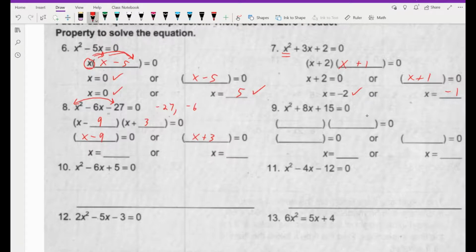Now we just solve for x in the first part. We add 9 to both sides. We get x equal to 9. Or here we're going to subtract 3 on the other side. We get x equals negative 3.